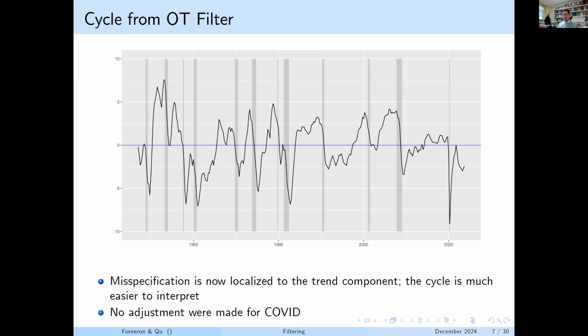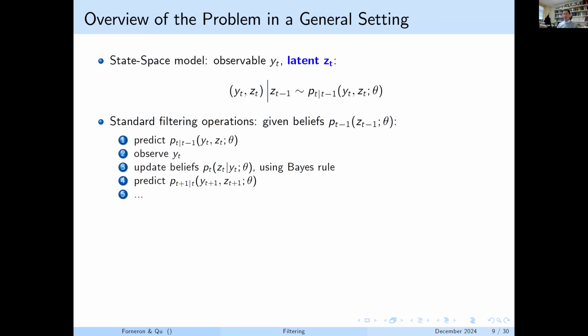Additionally, when we implemented this, we didn't make any adjustment for the COVID period, so the result is a nice surprise that we didn't actually need any adjustment for that.